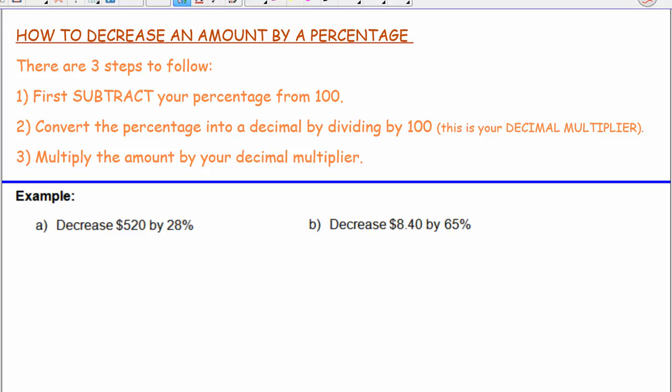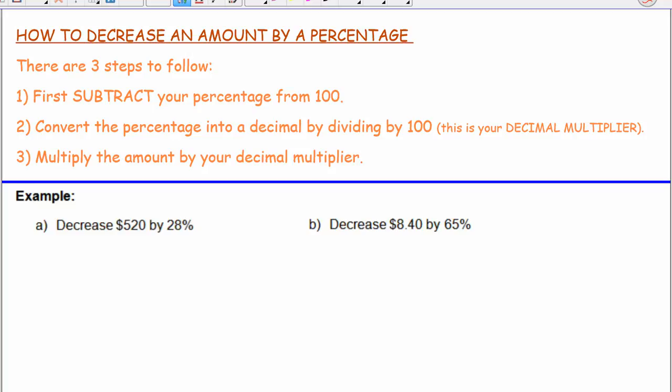In this video, I'm going to look at how to decrease an amount by a percentage. So again, just like increasing an amount by a percentage, we follow the same steps. But remember here, because you're decreasing, that means you're going to subtract that percentage from 100%. Remember, we always start from 100%. 100% represents a whole.